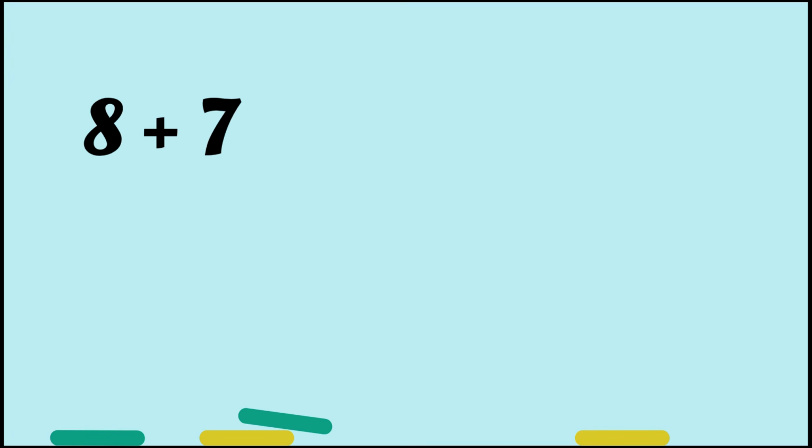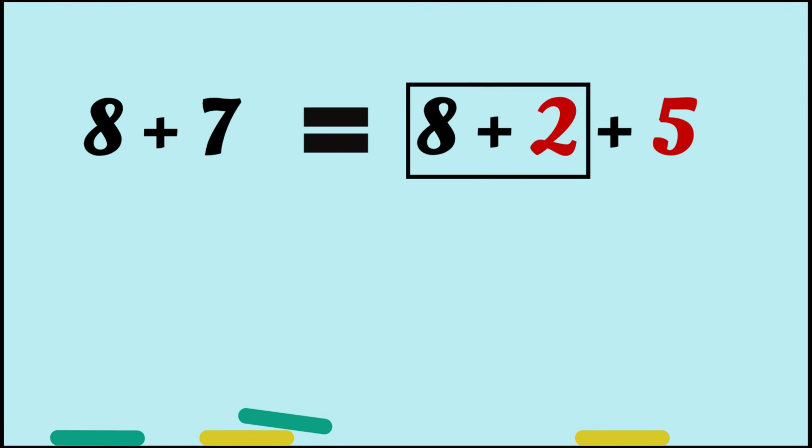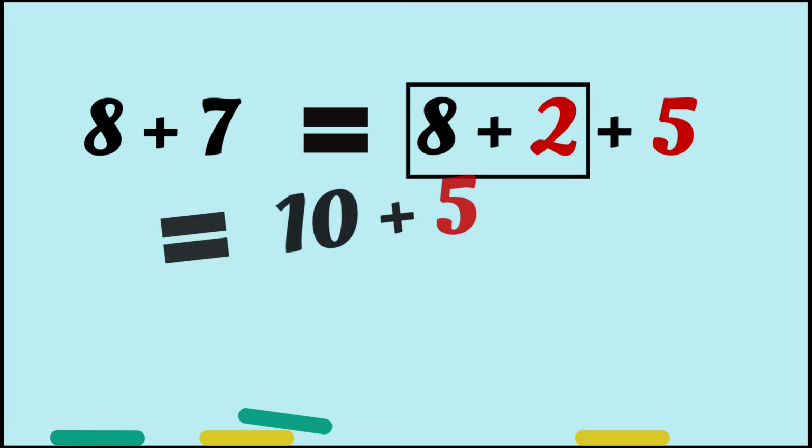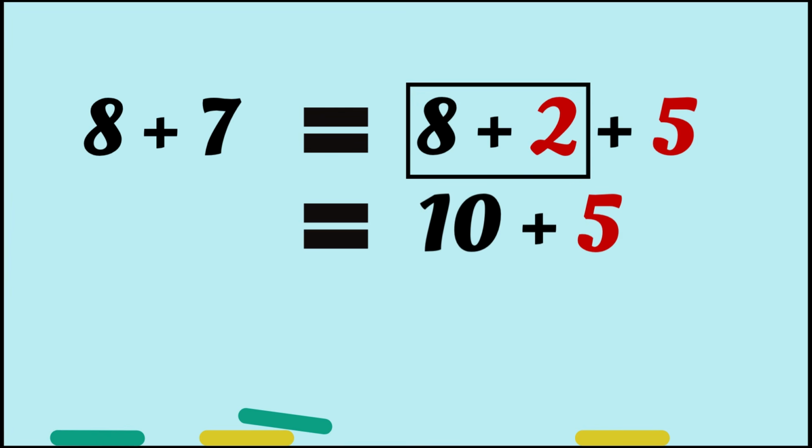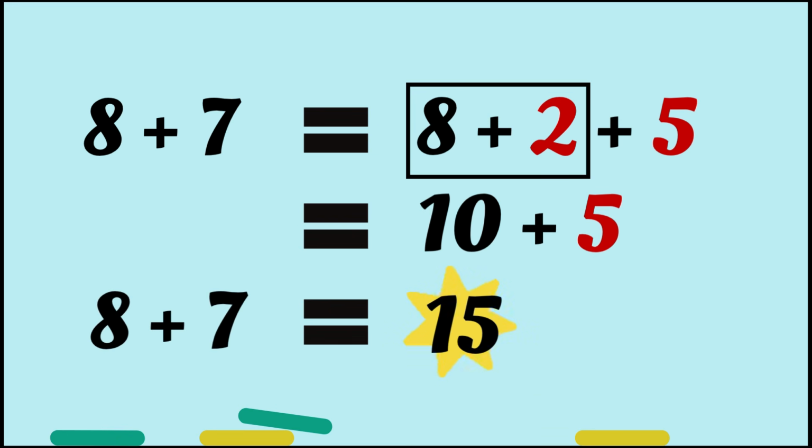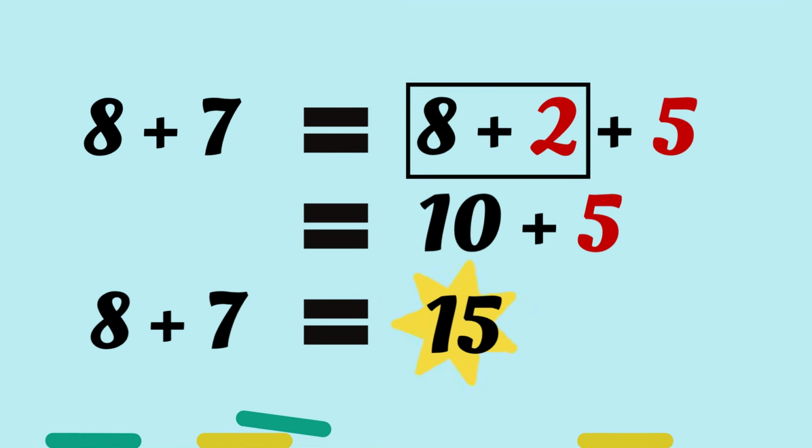Yes, 2. And we have 7. So, we will break 7 into 2 and 5. The red numbers are the split numbers. So, what we do is add that 2 to 8, which will make 10. And then we add the 5 to 10, which will make 15. Great job, guys. You guys are doing all the math for me. So, then 8 plus 7 will make 15.